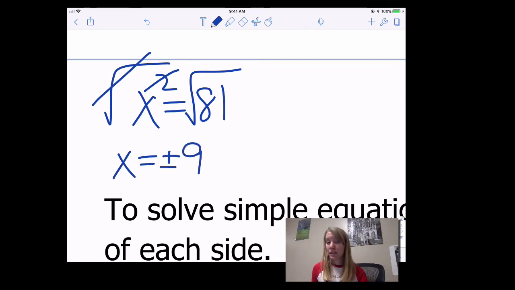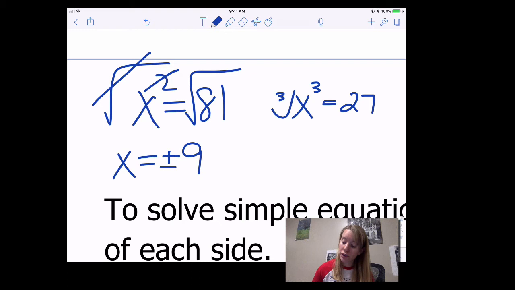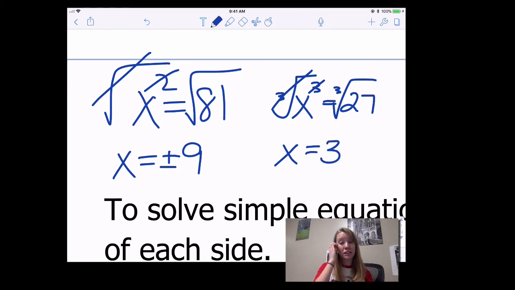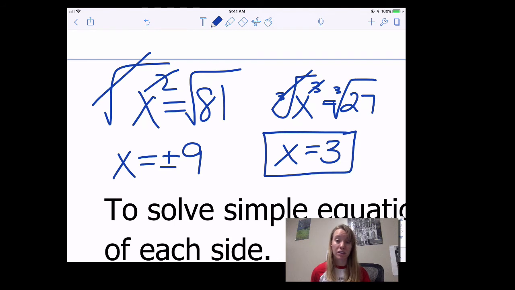Today we're going to do the same exact thing, except when I've got x cubed equals 27, I can take a 3rd root on both sides because 3rd roots are going to cancel powers of 3, and 4th roots are going to cancel powers of 4, and 5th roots are going to cancel powers of 5, and so on and so forth. So then x is equal to the 3rd root of 27, which happens to be 3. No plus or minus because the root is a 3.